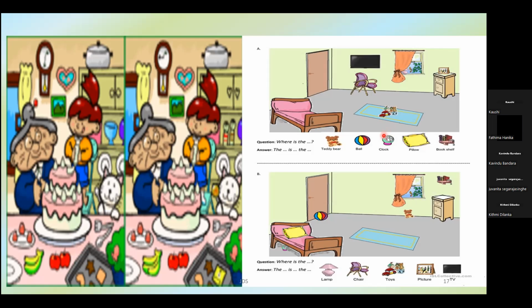Likewise, they have to ask and answer questions and complete their pictures. A has to draw all these objects in his picture according to the answers given by B. So there is a purpose for communication. B has to draw all these objects in his picture using the answers given by A.